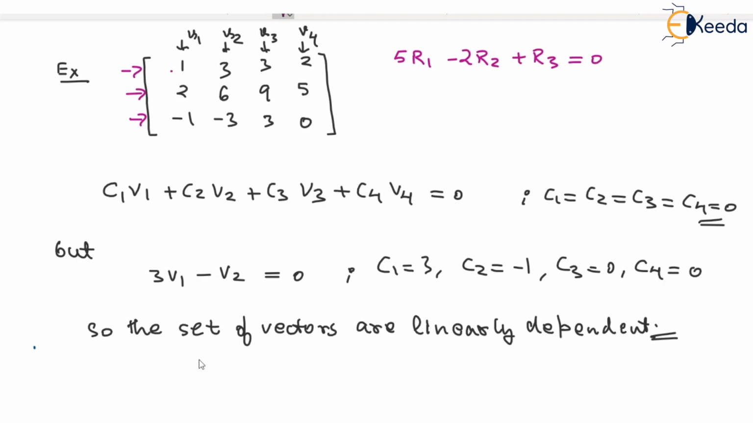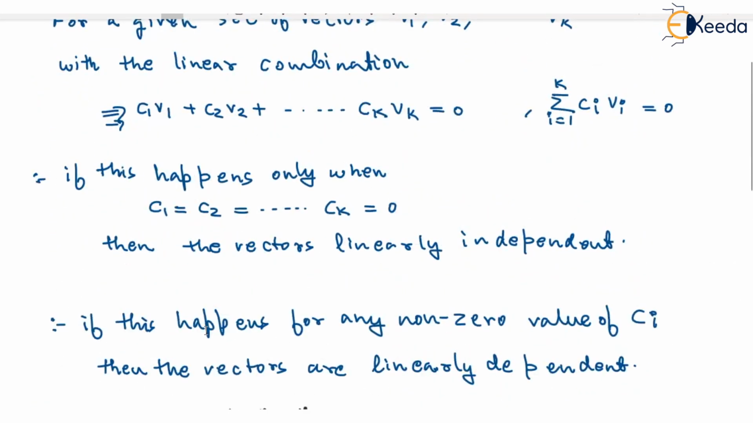5 times of 1 will be 5, minus 2 times of 2, that will be 4, and plus of 1. 5 times of row 1 minus 2 times of row 2 plus row 3 will be equal to 0. So we can also say that these rows are also linearly dependent. So that was all about the concept of linear dependence and independence. Thank you.